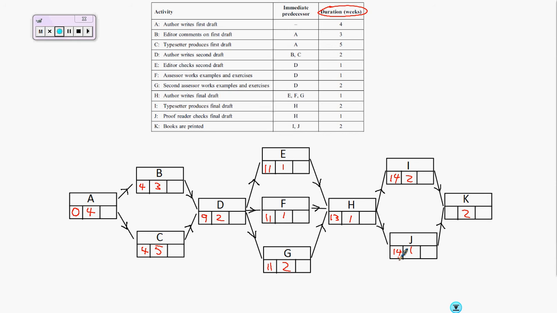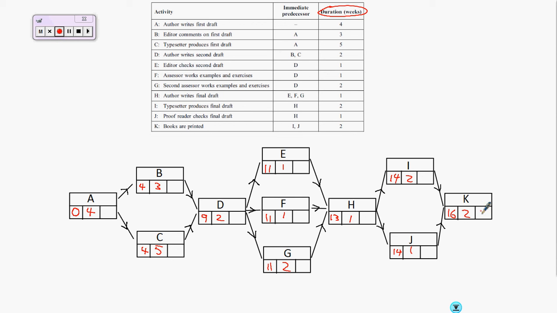14 weeks. And finally K could either start after 14 plus 2, 16 weeks, or 14 plus 1, 15 weeks. We have to take the larger, as both activities have to be finished. So K can start after 16 weeks. So when we do a forward pass, then, we always have to take the larger of the two possibilities.